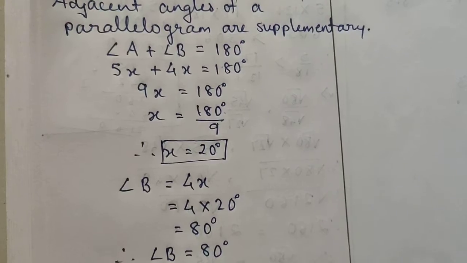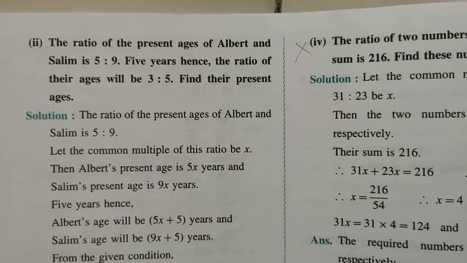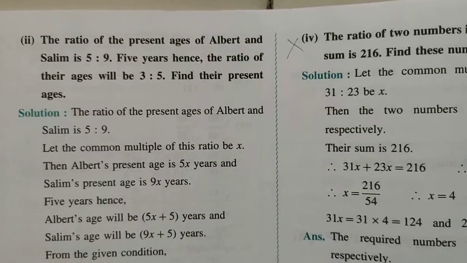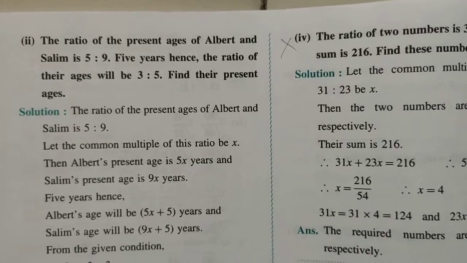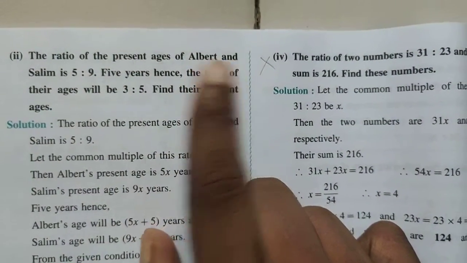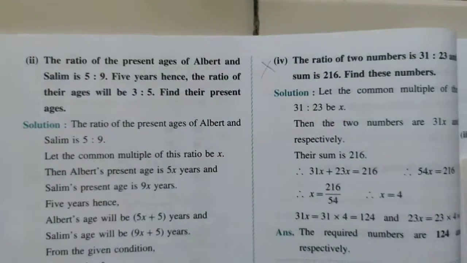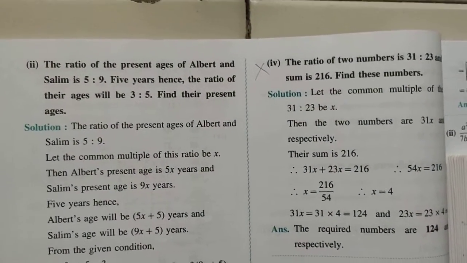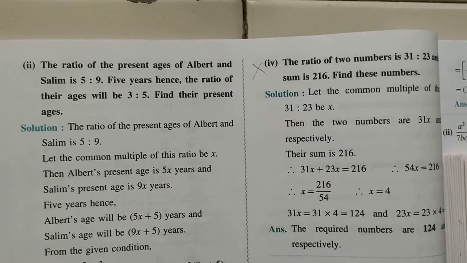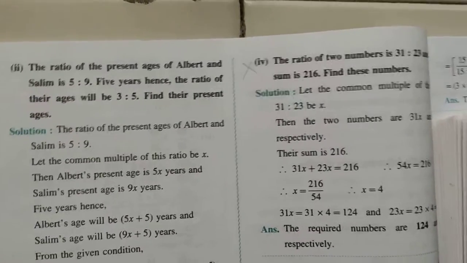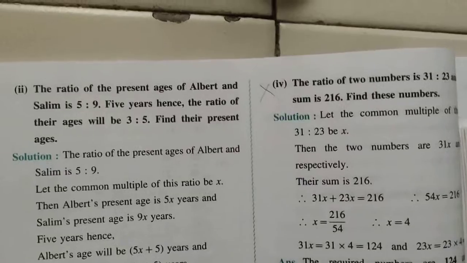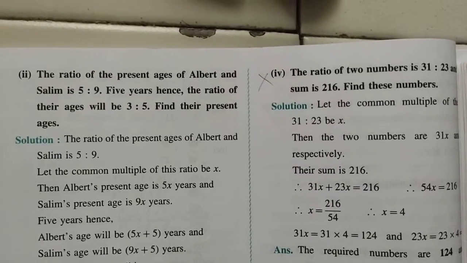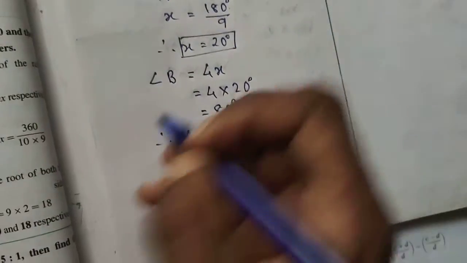Now let us see the second question. See the question. The ratio of the present ages of Albert and Salim is 5:9. So the ratio of present ages is given, that is Albert upon Salim is 5/9. Five years hence means 5 years later, the ratio of their ages will be 3:5. Find their present ages. So first we will write let the common multiple. So let us see the solution.